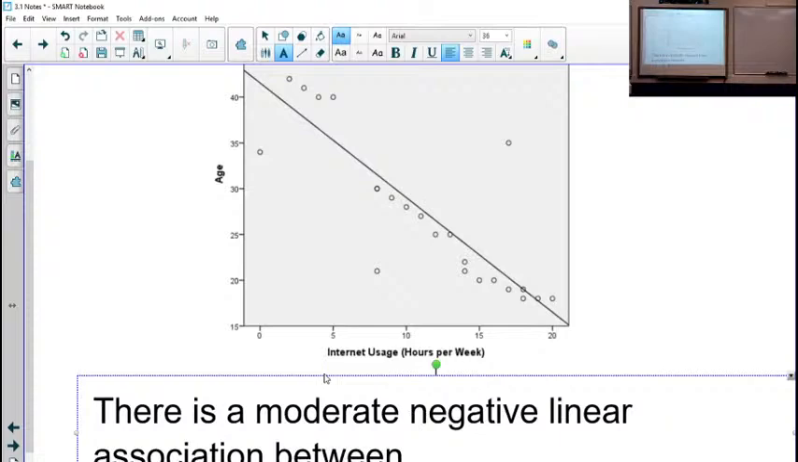Between internet usage and age. Internet is still not a word, apparently. Maybe one day we'll discover the World Wide Web.